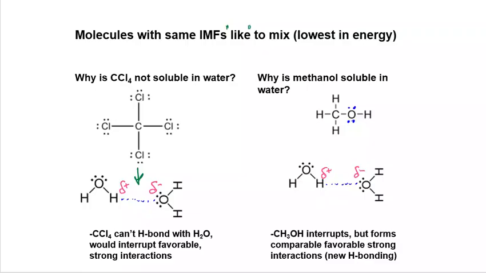Okay, so as this methanol molecule approaches the two water molecules, it is able to disrupt that hydrogen bonding. It interrupts the hydrogen bonding. However, in interrupting it, it's able to form new hydrogen bonding interactions, right? So we have a new hydrogen bond between this oxygen and this hydrogen from one water, and then maybe this hydrogen and this oxygen from the other water. So in summary, the CH3OH, that's the methanol, interrupts, but it forms comparable, favorable, strong interactions. So even though it interrupts the hydrogen bonding, it's able to form new hydrogen bonding. And that's why we say that like dissolves like.